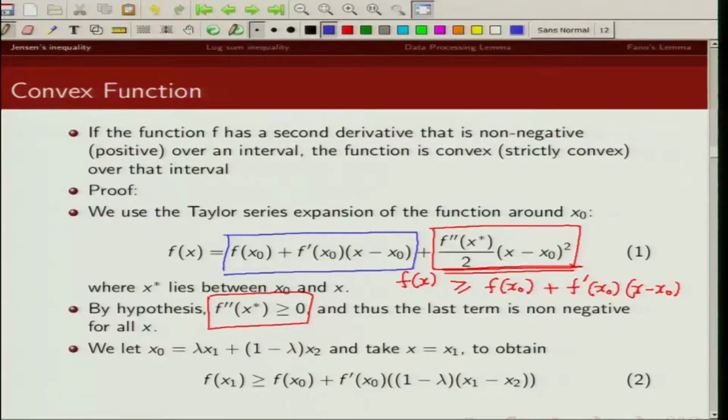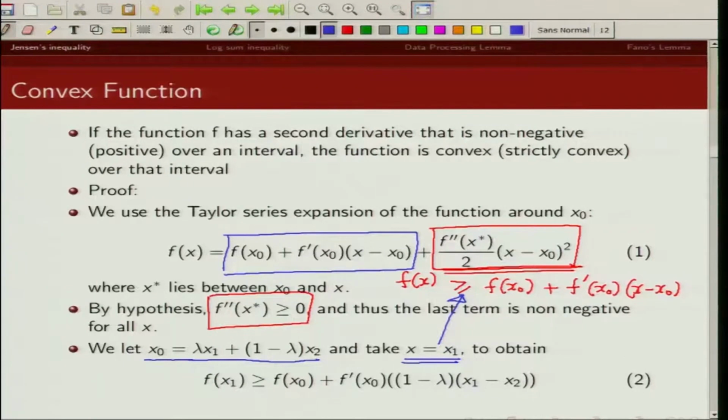Fine. So that is what I have here. Now let us take the value of x naught to be lambda times x1 plus 1 minus lambda times x2, and let us take x to be x1. So I plug in this value of x and x naught into this expression.